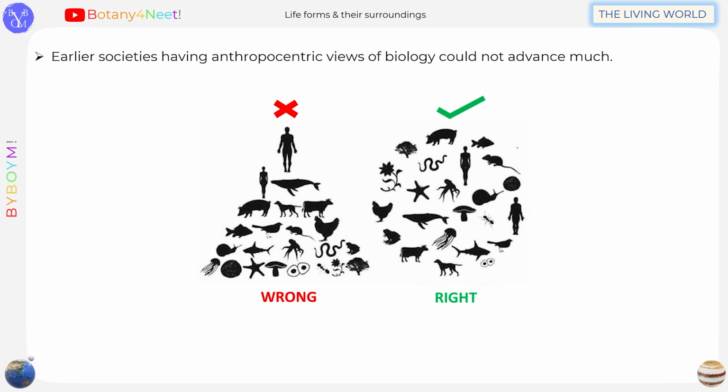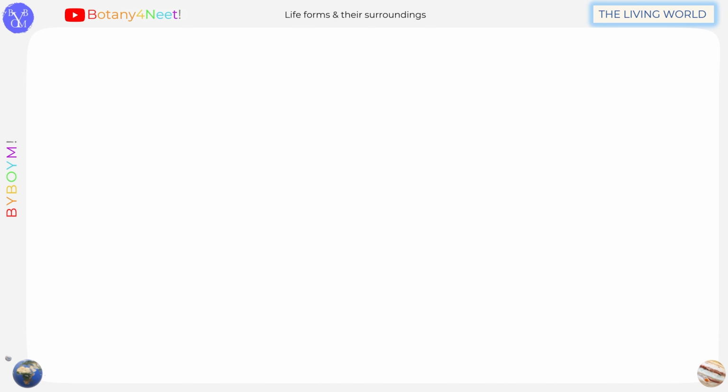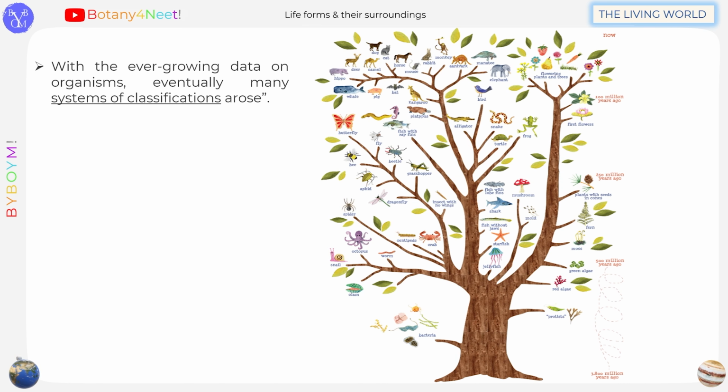So earlier societies had anthropocentric views of biology. What does that mean? That means their whole thinking, their perception about life and existence, revolved around the theme that humans are at the epitome of evolution. Humans are the last point of evolution. They are on top of everything. But this view is not correct, and now we have understood that we are only a part of the ecosystem and not on top of it, not for exploitation.